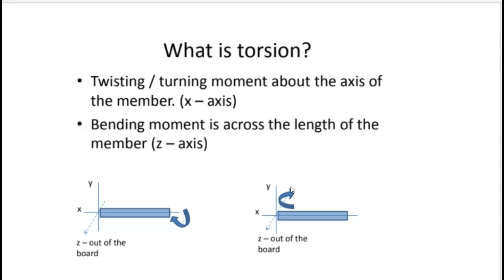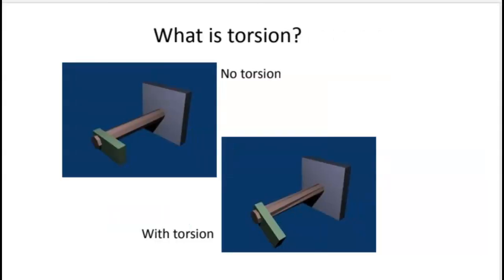Bending moment is across the length of the member. So bending moment is across that way, that's the bending moment. And torsion is like you just kind of turn it. In torsion, the length does not change. Now, this gives you the idea about the torsion. There is no torsion here.